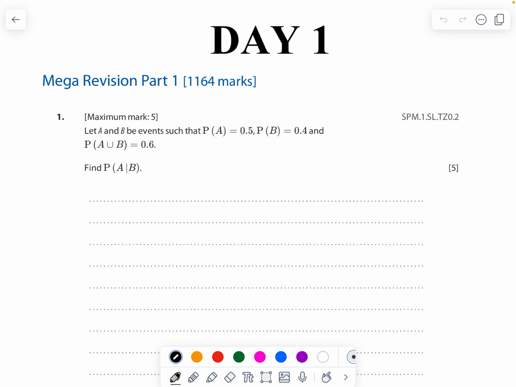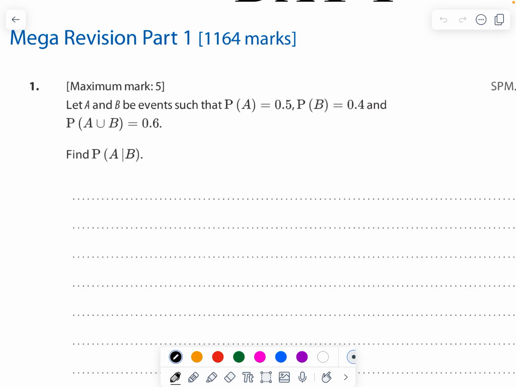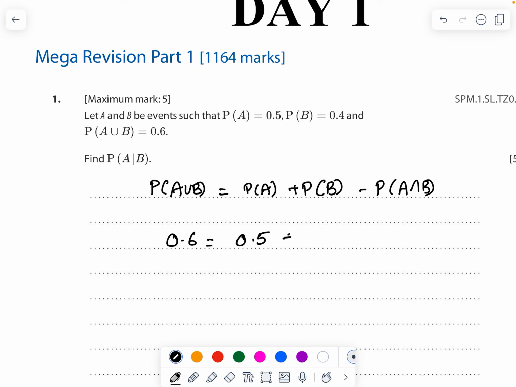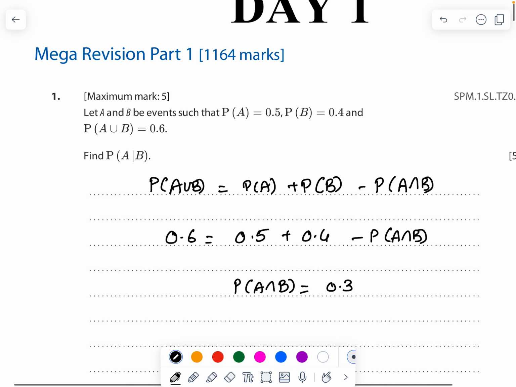Let A and B be events. P of A is given, P of B is given, and P of A union B is given. What is being asked now is P of A given B. First of all, we should know P of A union B. The addition rule formula is probability of A plus probability of B minus probability of A intersection B. So A union B is 0.6, probability of A is 0.5, probability of B is 0.4. From here, I'll be getting probability of A intersection B as 0.3.